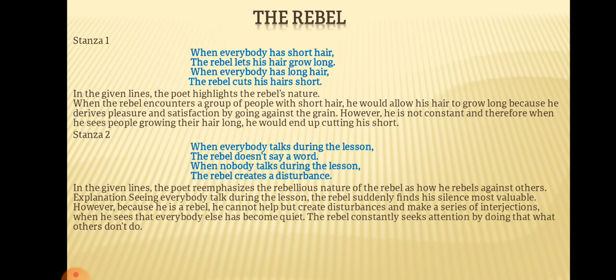Stanza number 2. When everybody talks during the lesson, the rebel doesn't say a word. When nobody talks during the lesson, the rebel creates a disturbance. Here, the poet re-emphasizes the rebellious nature of the rebel as how he rebels against others. Seeing everybody talking during the lesson or in the classroom, the rebel suddenly finds his silence most valuable.